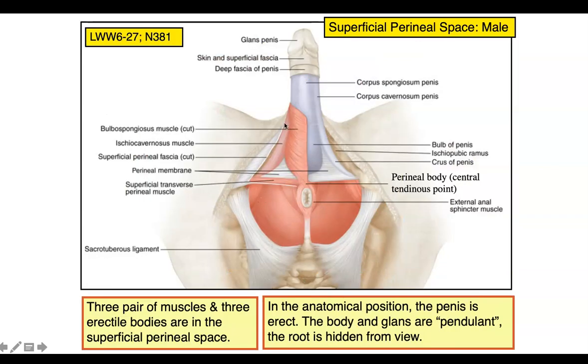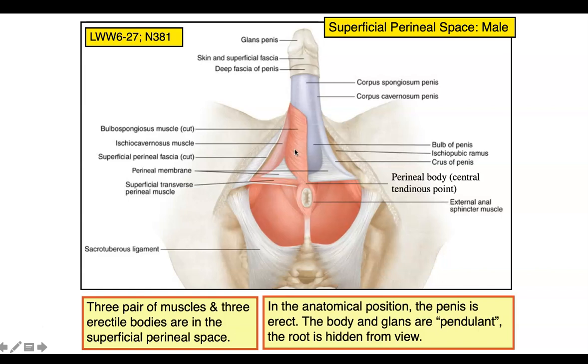So underneath the superficial fascia, you can see here the superficial fascia cut and reflected. Underneath it, there is a narrow space which is called the superficial perineal space. The superficial perineal space is bounded deeply by the perineal membrane. So in between the superficial perineal fascia and the perineal membrane, this space contains muscles and erectile tissues in the male and female. And in the male and female, the structures are different.